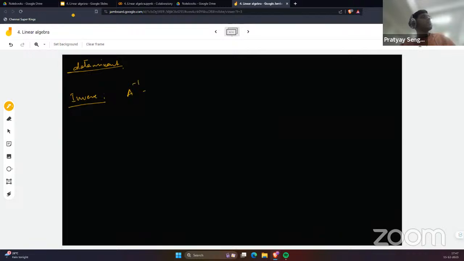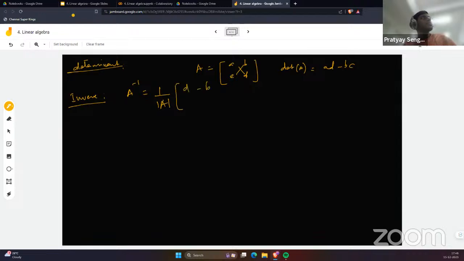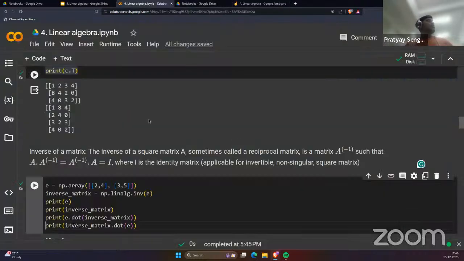So for the inverse, let's define A as something like a b c d. What will be the determinant of A? Determinant is cross, right? So you have ad minus bc. That is your determinant of A. And A inverse is what? A inverse is 1 by the determinant of A, and then the entries have to be changed, no? D minus B, and cross, minus C A. So it goes like 1 by (ad minus bc) times d, minus b, minus c, a. So this is the inverse.